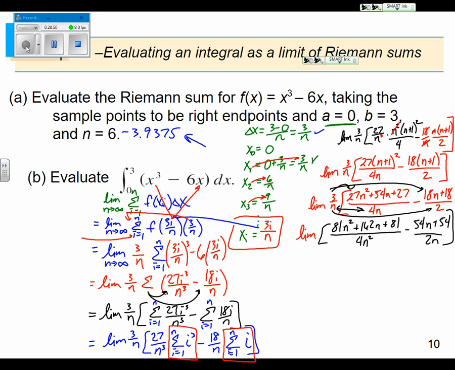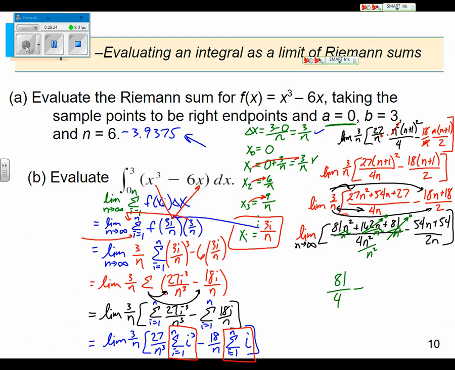And remember my rule on this. Whenever n is approaching infinity, I divide by the highest power that is in the denominator. So the highest power in this first one right here is n squared. So I divide everything by n squared. Well, 81 divided by n squared, when n goes to infinity, is going to go to 0. Same with the 162n term. So what I'm left with in this first one is 81 over 4. I've got the minus sign.